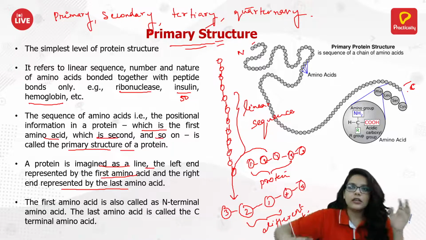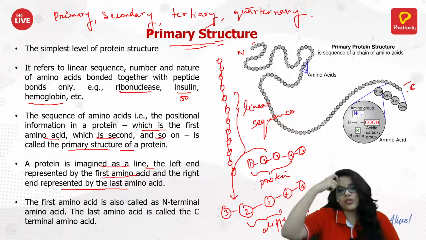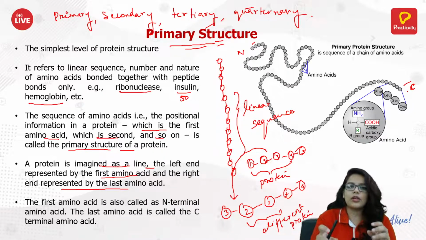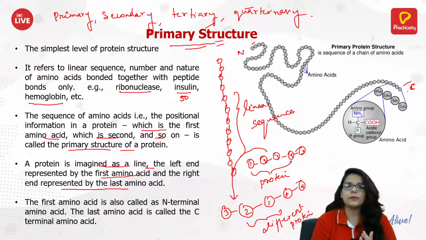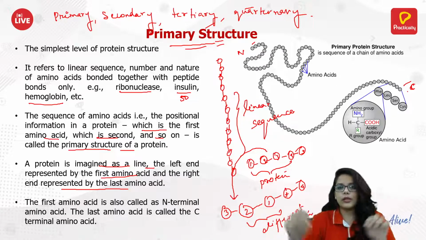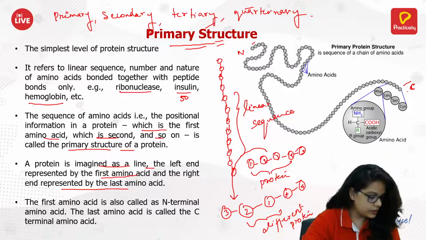Accordingly, if you change the positions of the different amino acids, your protein will keep on changing. Same amino acids only, if you just change the position, your proteins will start changing. Simple idea, not very complicated. Different amino acids held with peptide bonds, that is the primary structure. Suppose you have 1, 2, 3, 4, 5 amino acids, you change the order to 3, 4, 1, 2, 6 like that, and the protein will change.